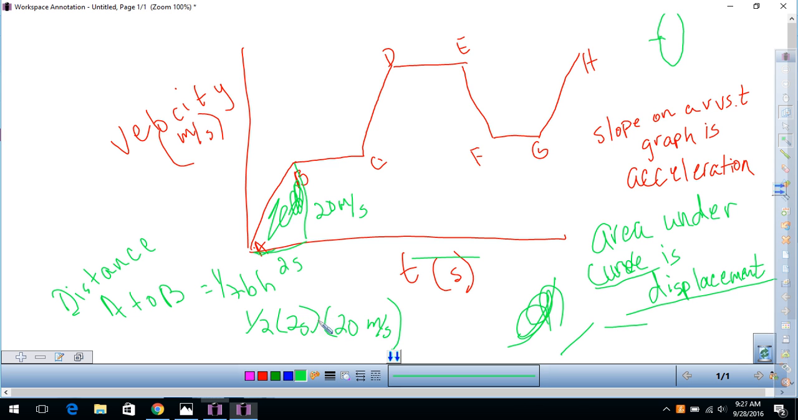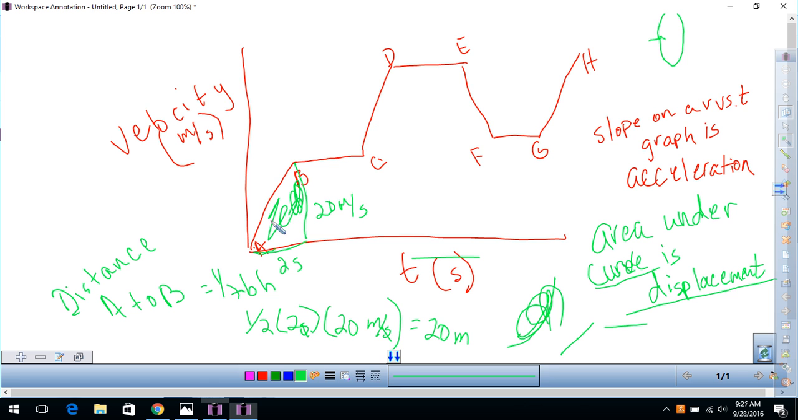Now if you look at those units, if you multiply these seconds by meters per second, you get meters, which is what I told you it should be because it's displacement. 40, half of 40 is 20. So this object traveled 20 meters in the first 2 seconds of motion.